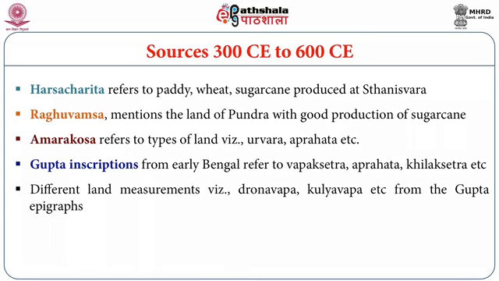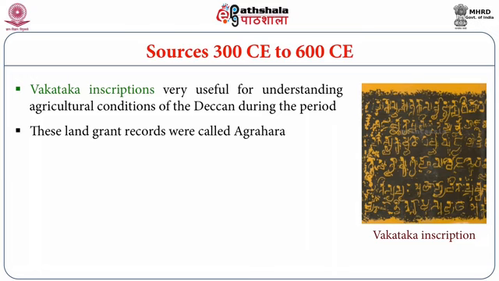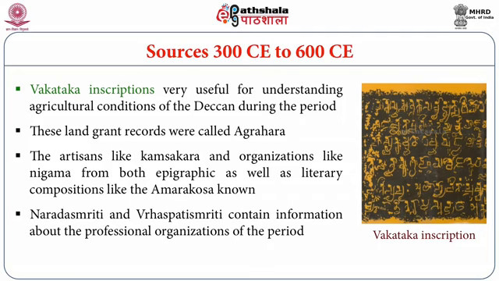from the Gupta epigraphs. Bakatoga inscriptions are very useful for understanding agricultural conditions of the Deccan during the period. These land grant records were called Agroharo. The artisans like Kongshokaro, organizations like Nigamo are known from both epigraphic as well as literary compositions like Amarkosha. Narada Smriti, Brihaspati Smriti contain information about the professional organizations of the period.